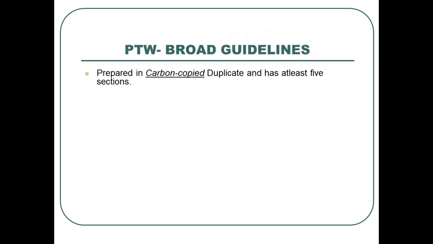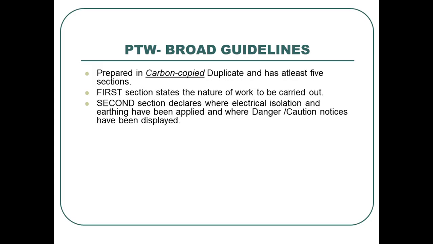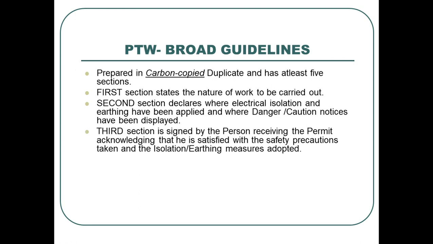Permit to work board guidelines are prepared in carbon copy, duplicate, and have at least 5 sections. The first section states the nature of work to be carried out. The second section declares where the electrical isolation and earthing have been applied and where danger caution notices have been displayed. The third section is signed by the person receiving the permit, acknowledging that he is satisfied with the safety precautions taken and the isolation and earthing measures adopted.